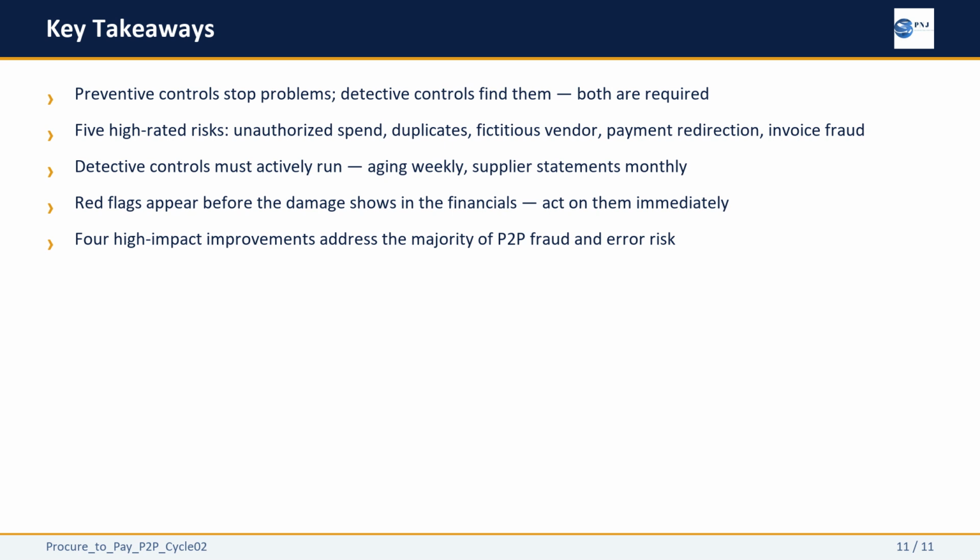The P2P control framework requires both prevention and detection, and consistent enforcement of both. 5 high-rated risks drive the framework: unauthorized spend, duplicates, fictitious vendor fraud, payment redirection, and invoice fraud. Detective controls are only effective if they actually run: weekly aging reviews, monthly vendor master audits, pre-run duplicate checks. Red flags appear before the financial damage becomes visible, so acting on them early is the advisor's highest value intervention. And when a client needs to strengthen controls with limited resources, 4 improvements cover the majority of the risk: mandatory PO, automated three-way match, vendor master dual authorization, and duplicate payment checks.